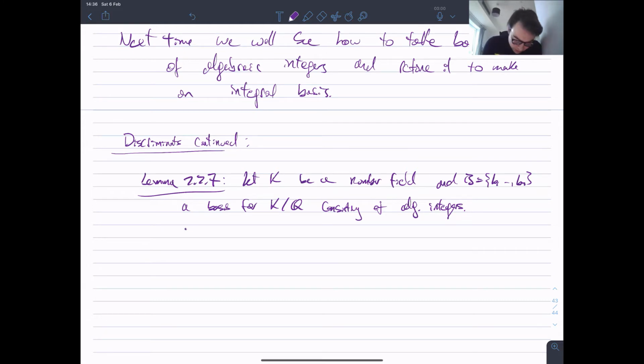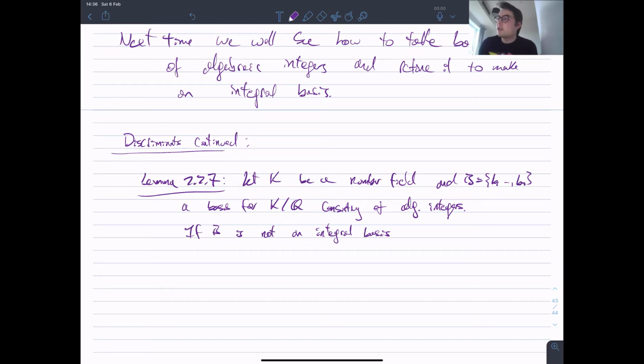Now what the lemma says is, if B is not an integral basis, so let me remind you, an integral basis means that it generates the ring of integers. Just because you have a basis which consists of algebraic integers doesn't mean it generates the ring of algebraic integers. This is a slightly annoying thing about these things.